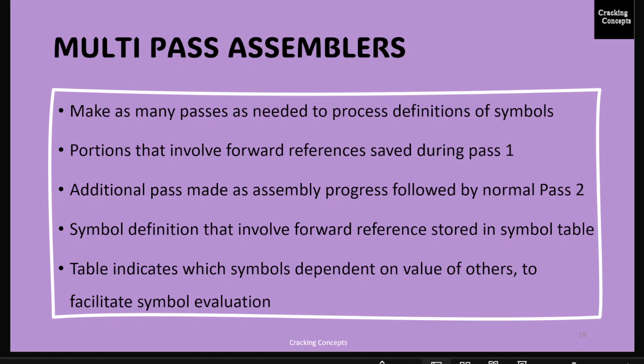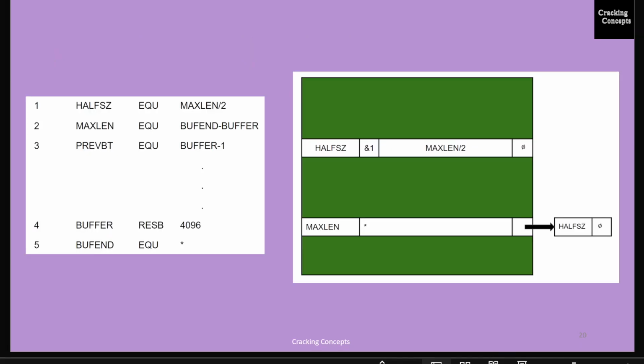Now the general solution is a multi-pass assembler that can make as many passes as needed to process the definitions of symbols. It is not necessary for such an assembler to make more than 2 passes over the entire program. Instead, the portions of the program that involve forward reference in symbol definition are saved during pass 1. Additional passes through these stored definitions are made as the assembling progresses. This process is followed by a normal pass 2. Now the symbol definitions that involve forward references are stored in a symbol table. This table will also indicate which symbols are dependent on the value of others to facilitate symbol evaluation.